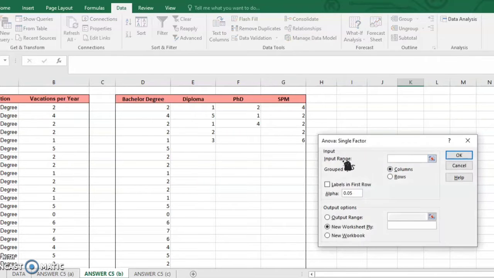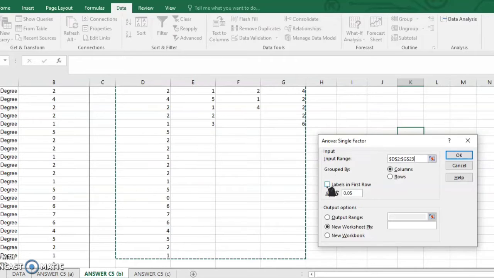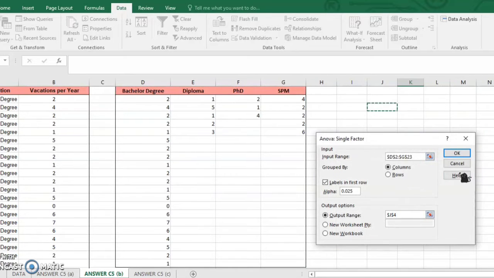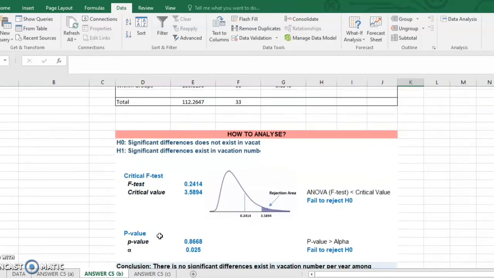For input range, choose from bachelor degree until SPM. Tick the labels in first row. The alpha is 0.025. Click on output range and choose any column. So here is the data that I've done earlier. The Excel already calculated the data for us.